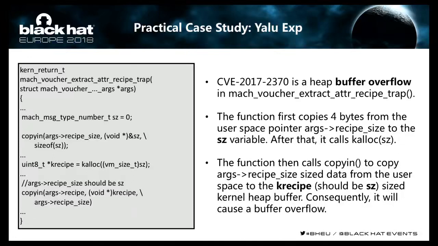This function first copies 4 bytes from the user space pointer, which is recipe size, to the sz value. After that, it calls kalloc with sz size to allocate a heap buffer. However, the function then calls copyin to copy recipe size data from user space to the kernel heap buffer. Note that recipe size is a user space pointer, which could be a very large number, but the buffer could be very small because it's only sz size. Consequently, it will cause a buffer overflow.